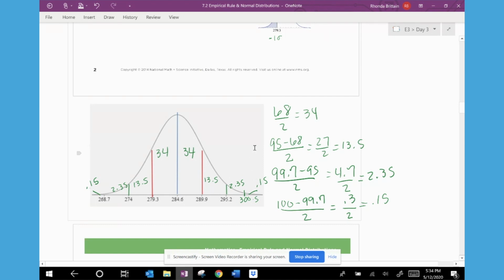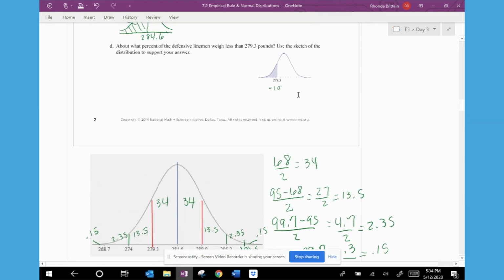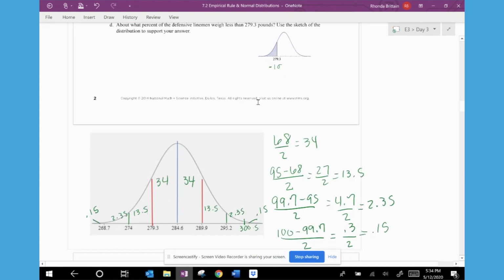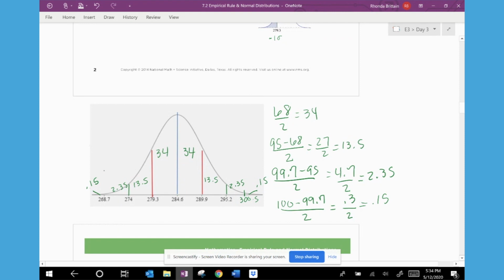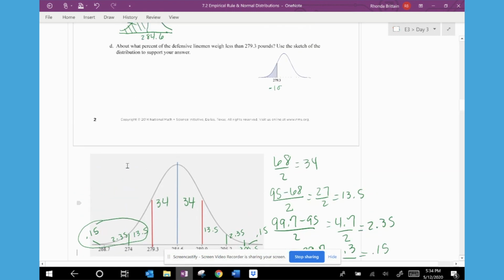Now, if we go back to part D, it's asking us for the value or the percentage that's below that. So one way that we can calculate is to add up these 3 numbers right here. And if we add those together, we should get 16%.